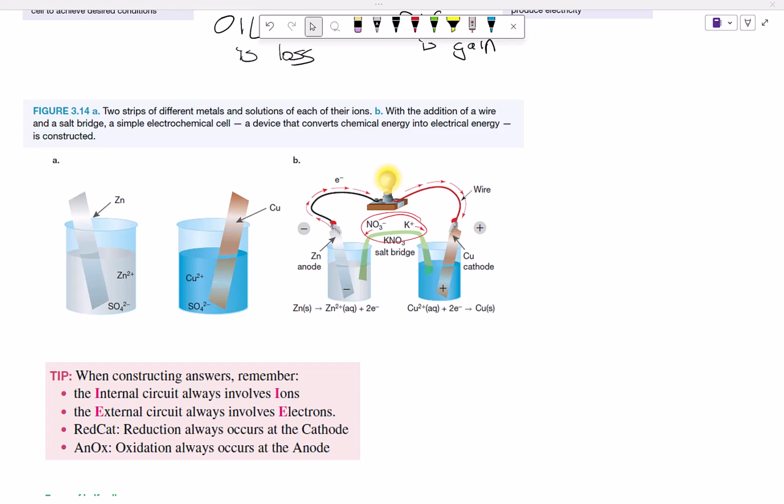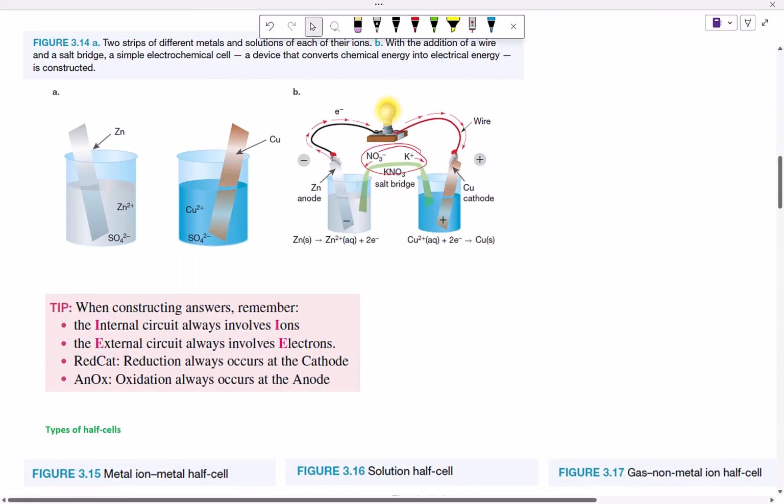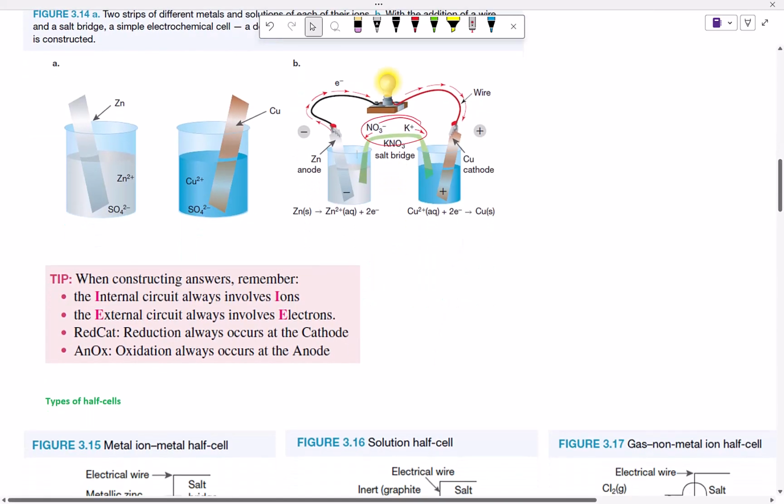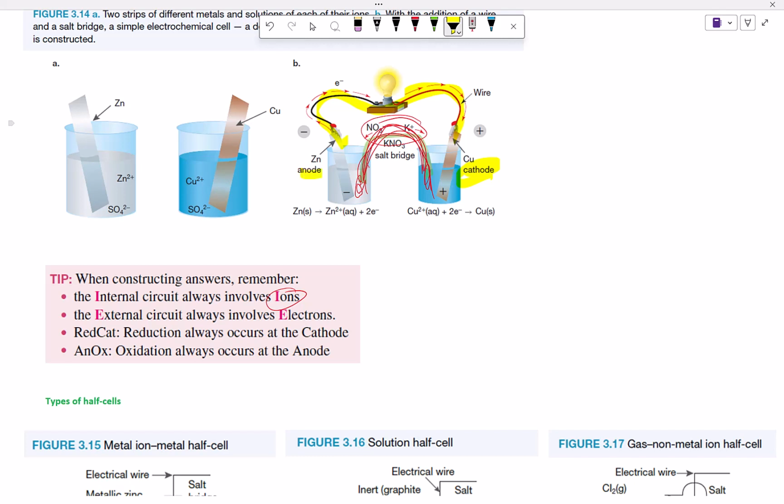Okay, so when constructing answers, remember the internal circuit always involves ions. Remember that would be this bit here, and even parts of it in here. The external circuit involves the electrons. That's this bit here. Red cat, reduction always occurs at the cathode. That's here. And oxidation always occurs at the anode. So remember, oxidation is lost, so it's losing electrons there.